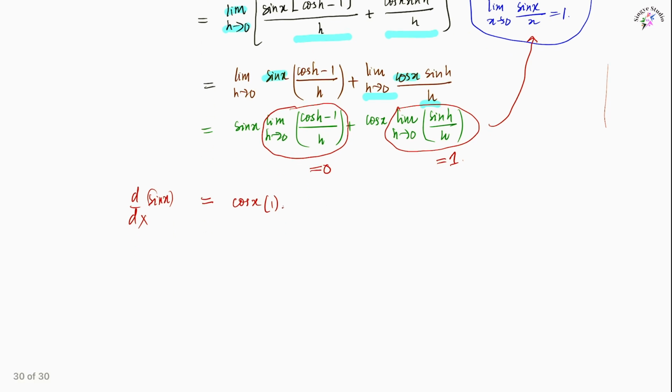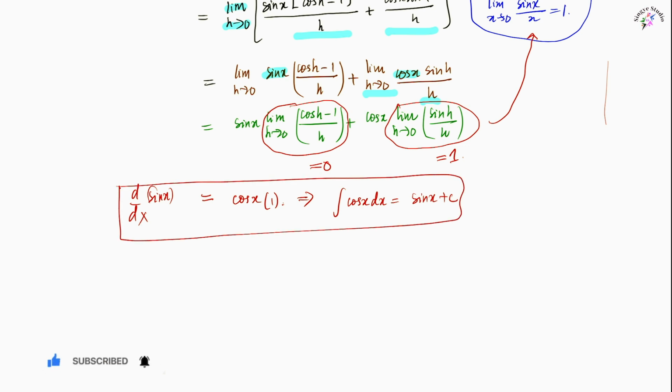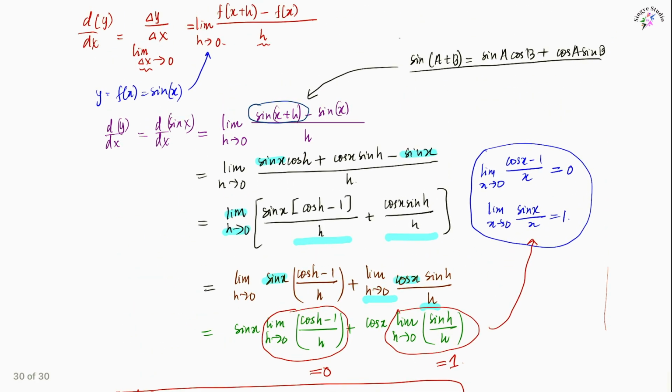which will also imply that the integral of cosine x dx is sine x plus c. This is a very important and fundamental result in derivatives involving trig functions. And this is the proof from the first principle.